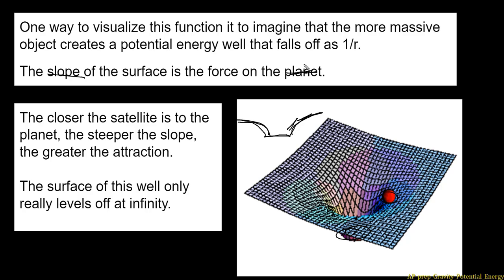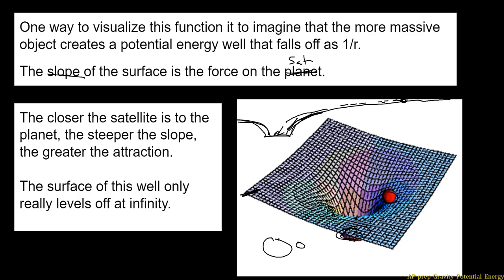Okay, the closer the satellite is to the planet, the steeper the slope, right? That makes sense. The closer the moon is to Earth, the greater the attraction. And the only place that surface is truly zero and there's no force is at infinity. Even if you put the moon here where it's really, really shallow, it will speed up at an increasing rate and crash into the Earth. Okay, so that's another way to think about potential energy functions.